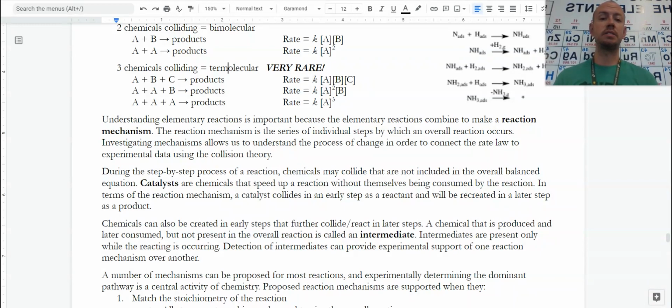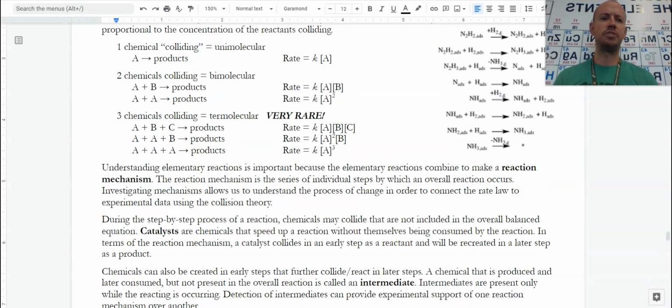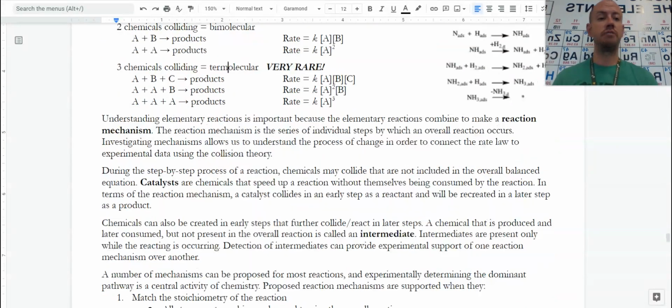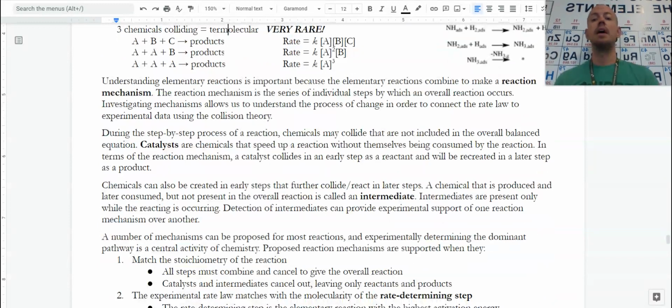During that process, sometimes, and we can see some things here, things pop up that we wouldn't consider reactants or products. For this one, we said it was nitrogen and hydrogen making ammonia. N2H2, NH, and NH2 are not reactants nor products. So they're not in the overall balanced equation, but they are in elementary steps.